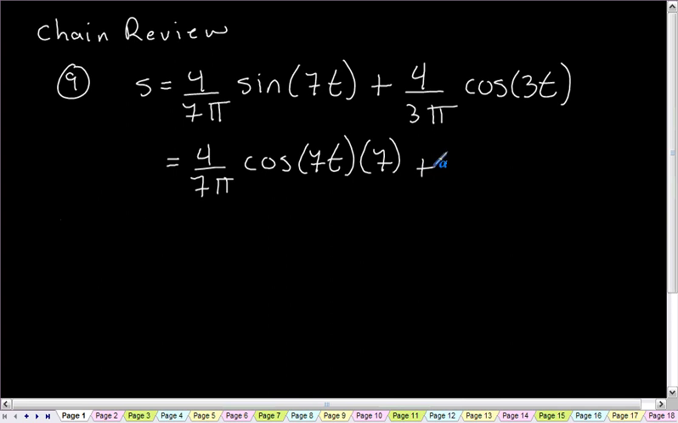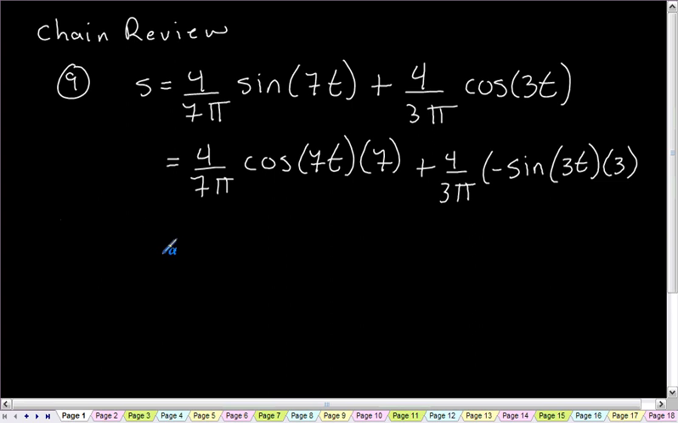This part here, same idea, the numbers in the front. The derivative of cosine is negative sine. Keep the inside the same. Now we take the derivative of the inside, which in this case is 3. This is just a constant times t to the first power. T to the first power becomes t to the 0 power, which is 1. So we're just left with the 3.